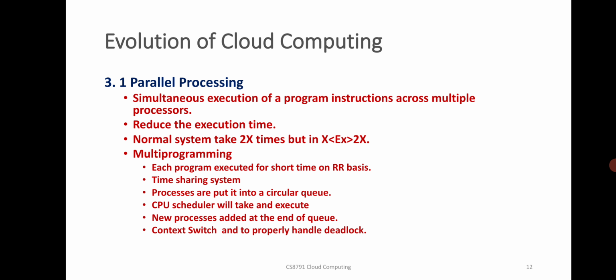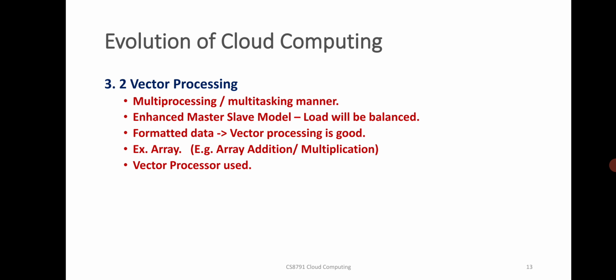Multi-programming, each program executed for short time on RR basis. RR means round robin, so time sharing system. So it shares the time. Processes are put into circular queue. CPU scheduler will take and execute. New processes added at the end of queue. So context switch and properly handle deadlock.